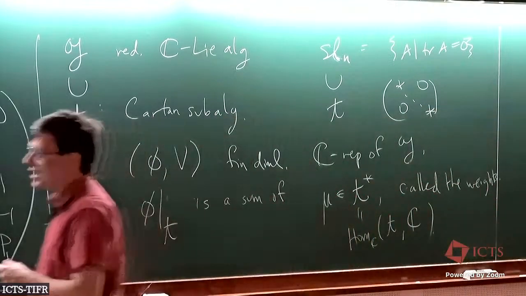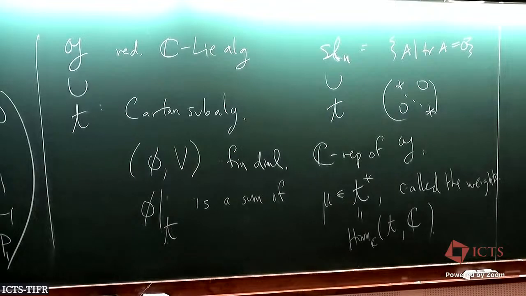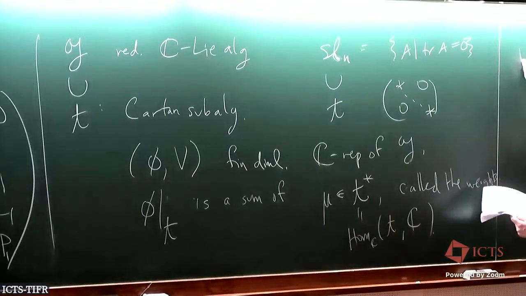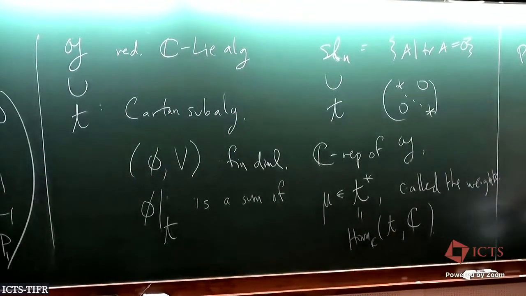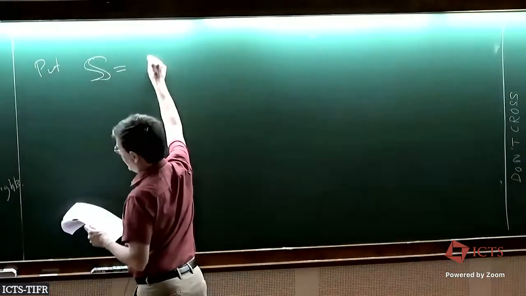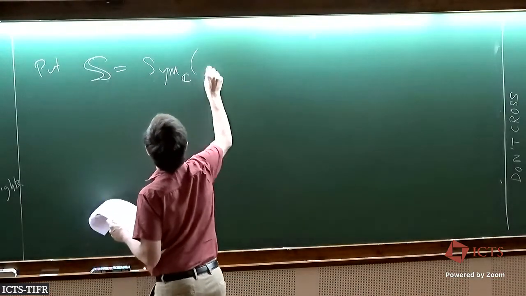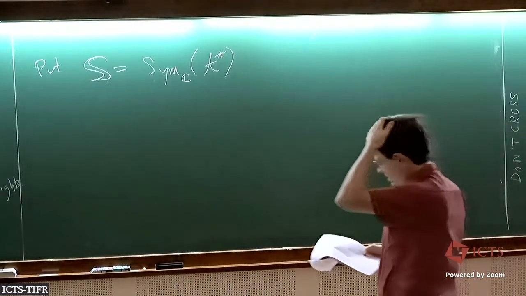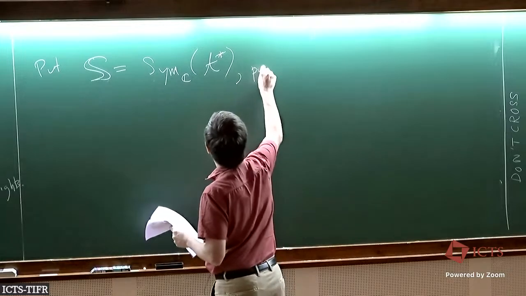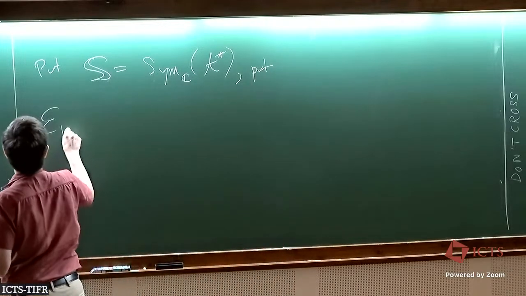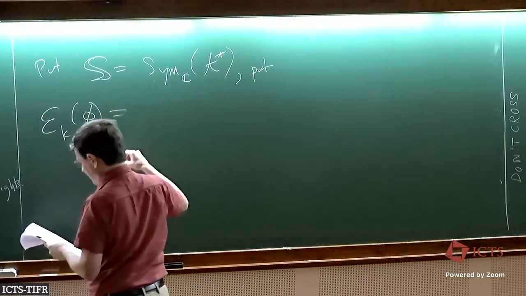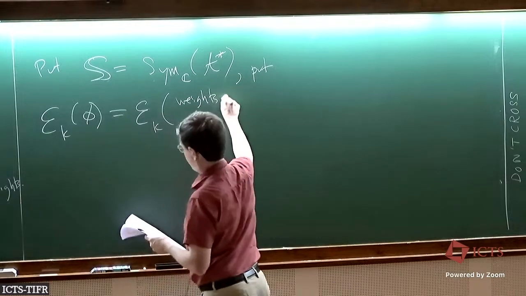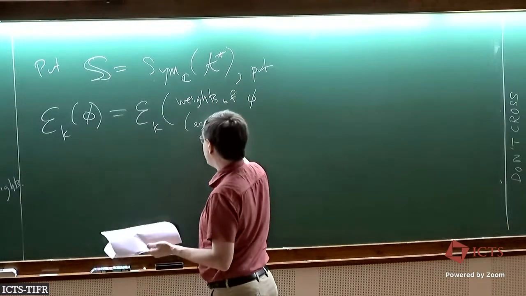But to do that, I need a ring. Okay, so I'll take the symmetric algebra. I'm going to put blackboard bold S to be the symmetric algebra of the T star. And so then that would be my commutative ring. And then I can put ek of phi for ek of the weights of phi as a multiset.